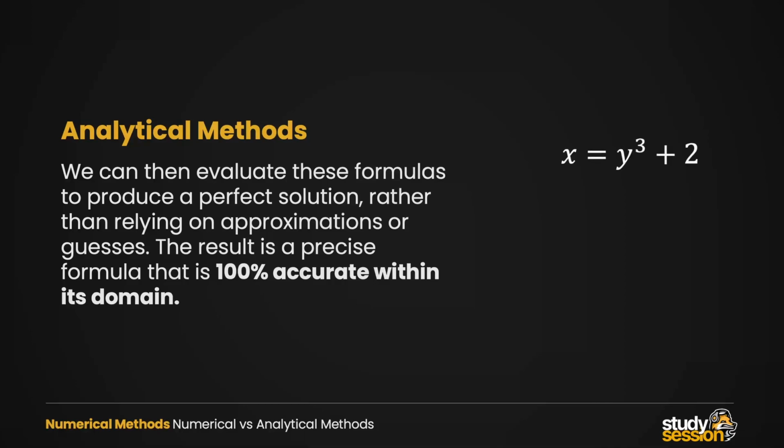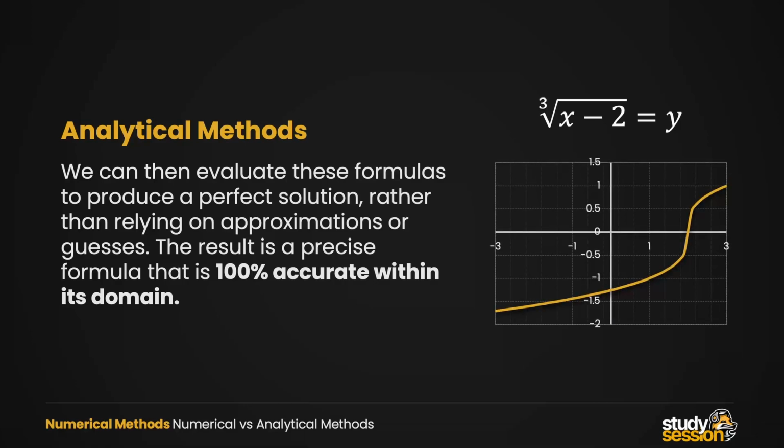Let's look at a simple algebraic example to see this in action. If we have an equation x equals y cubed plus 2, and we want to solve for y, we use symbolic manipulation. We subtract 2 from both sides to get x minus 2 equals y cubed. To isolate y, we take the cube root of both sides. This gives us a new formula: y equals the cube root of x minus 2.